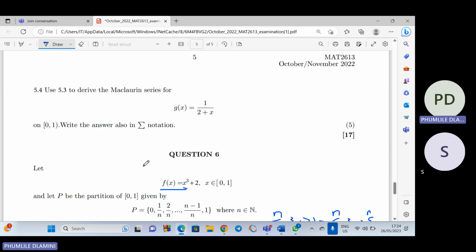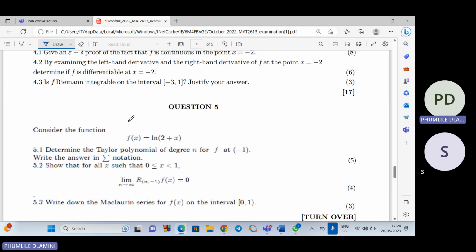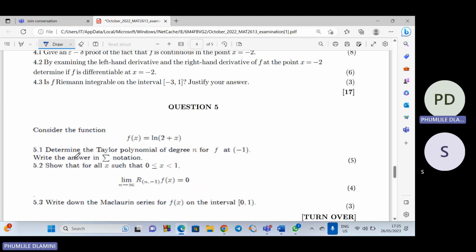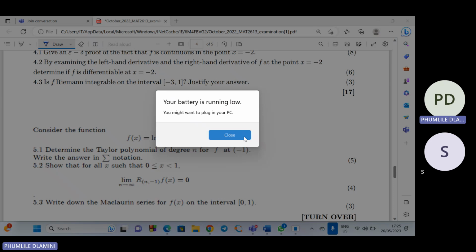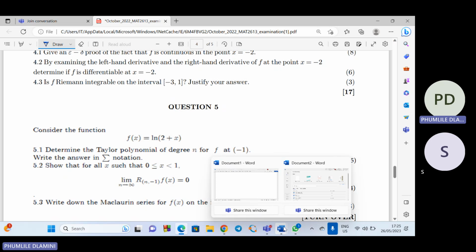So now we're going to go to question 5. In question 5 here, it says consider the function whereby you are given f of x equals ln of 2 plus x. Determine the Taylor polynomial of degree n for f at -1. Write the answer in sigma notation. So we are going to write our answer in sigma notation. What is the meaning of that?